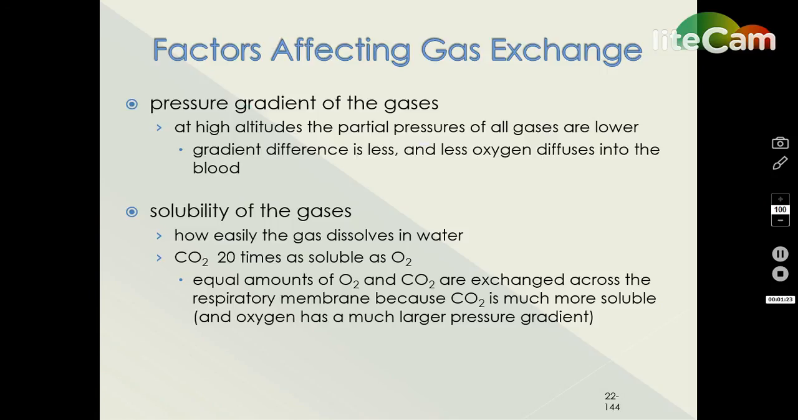On the other hand, oxygen has a much steeper partial pressure gradient. So between the two of these things, they sort of equal out. Carbon dioxide is much more soluble, and oxygen has a much steeper partial pressure gradient. And in the end, oxygen and carbon dioxide are exchanged in equal amounts.